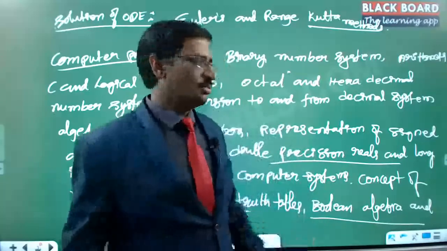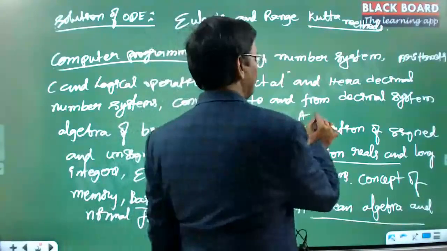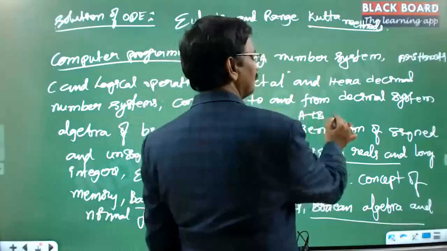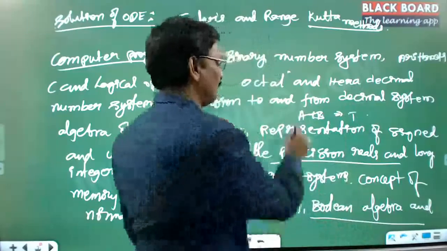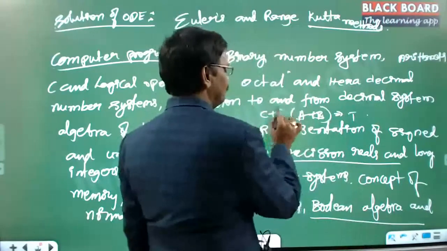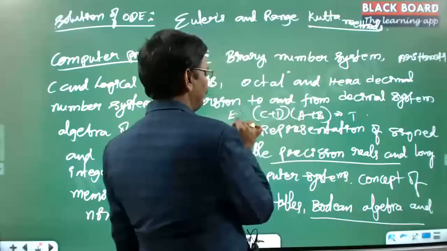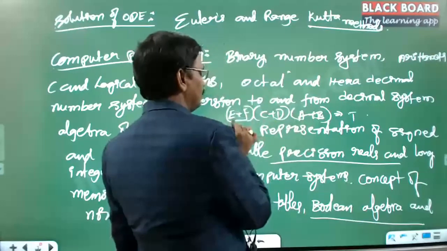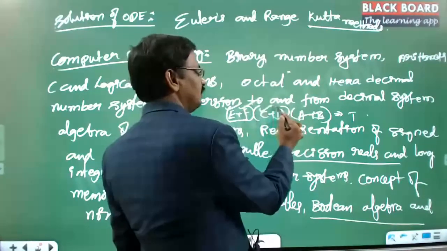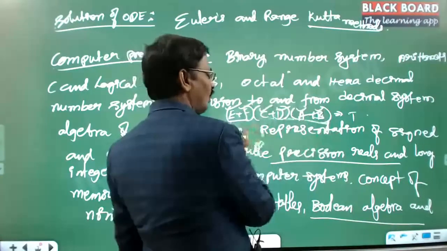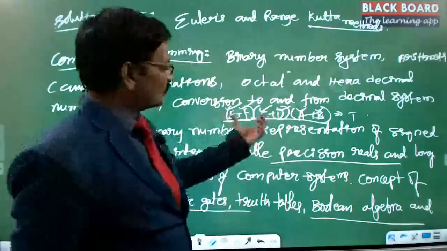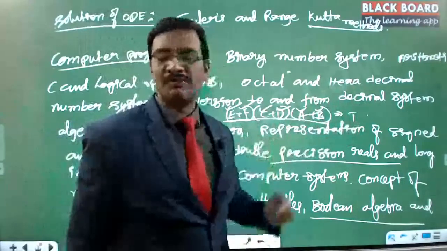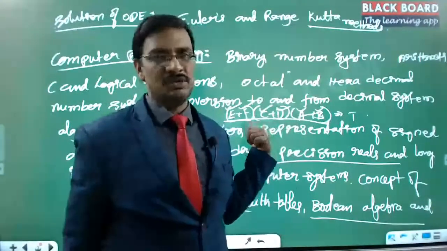Got it? Suppose A plus B: if A is true and B is true, then the output is true, right? But suppose A plus B into C plus D into E plus F. Here this is one decision, this is one decision, this is one, and all these operations together result in one particular output. Now how to simplify this into a single true or false? That is where we use Boolean algebra.